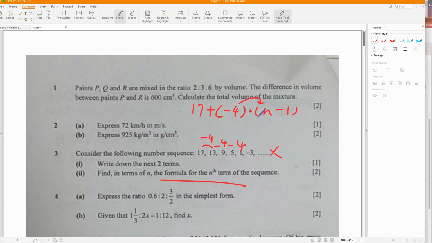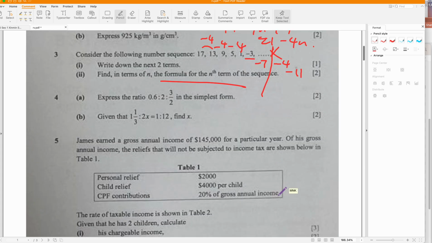Then this one, just open up and do the times first. So it's minus 4n plus 4. I did something wrong for the 17. So right, it's 21 minus 4n. Use the calculator. I just copied down the wrong thing, copied down the wrong sequence. Negative 7 minus 4 is minus 11, right? Yeah, I wrote minus 10. Okay, can't be helped. It's just so dumb.